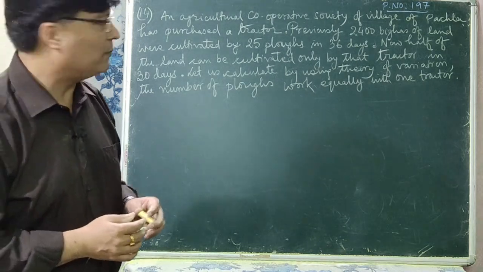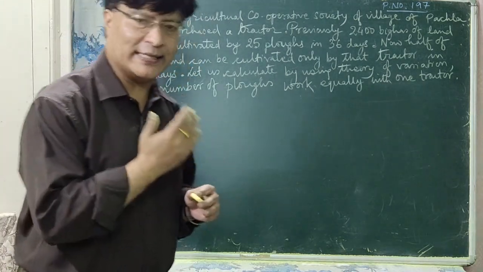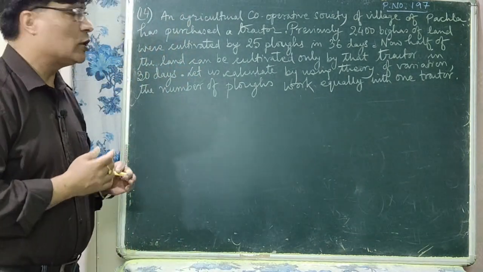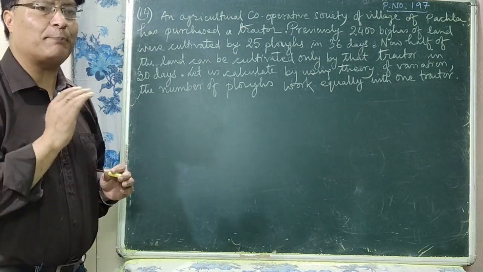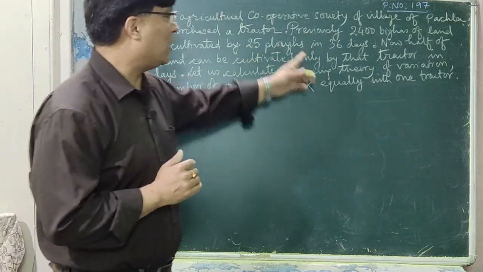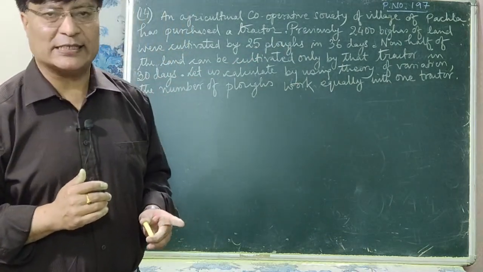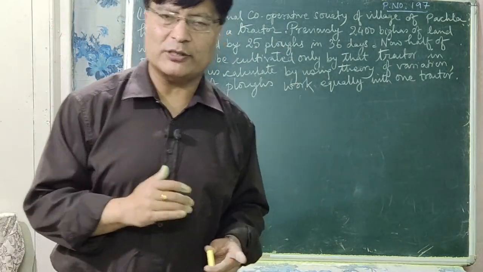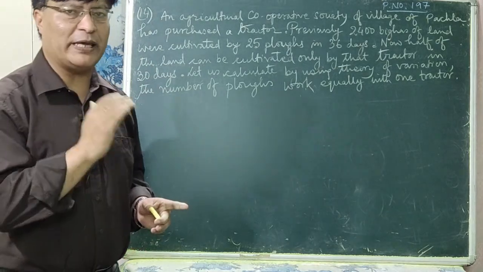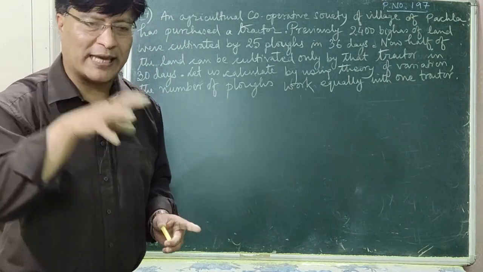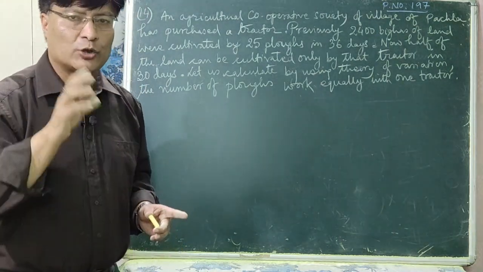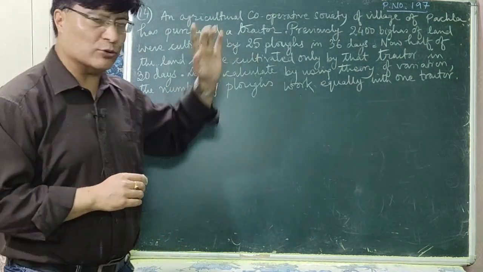So previously, before buying the tractor, 2400 bighas of land were cultivated by 25 plows, P L O U G H S, plows. While pronouncing, we say plows, P L O U G H S, plows. Plows means the thing used to plow the field. That is what plows actually are.